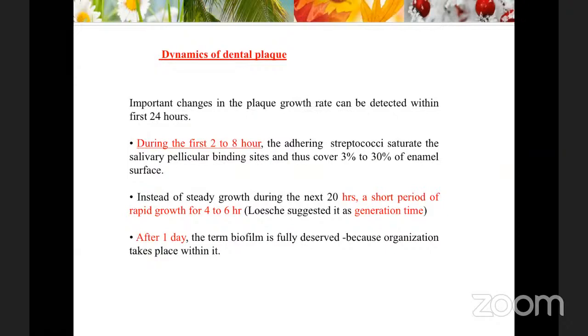And this is the dynamics of the important changes in plaque growth. What occurs within the first 24 hours? During the first 2 to 8 hours, the adhering streptococci saturate the salivary pellicle, covering 3 to 30% of the enamel surface. These are the different stages. Rapid growth occurs after 4 to 6 hours, suggested as a generation time. After 1 day, the biofilm is fully formed because organization takes place within it.